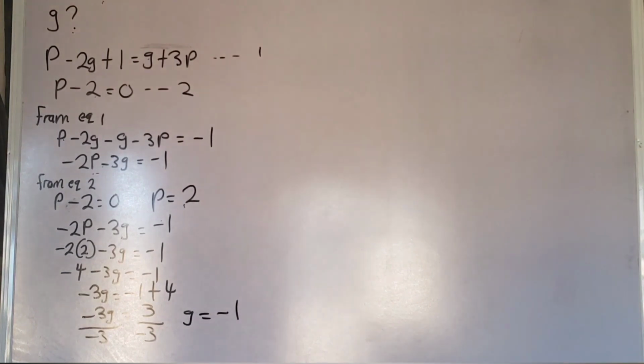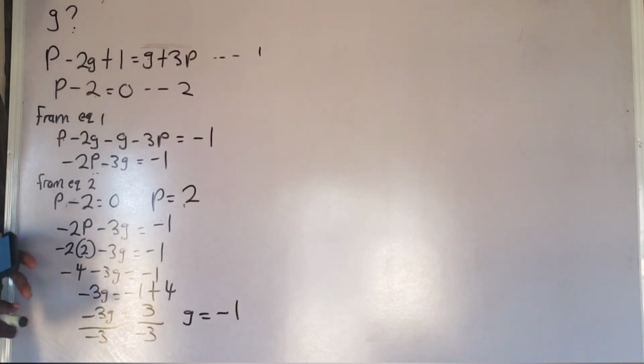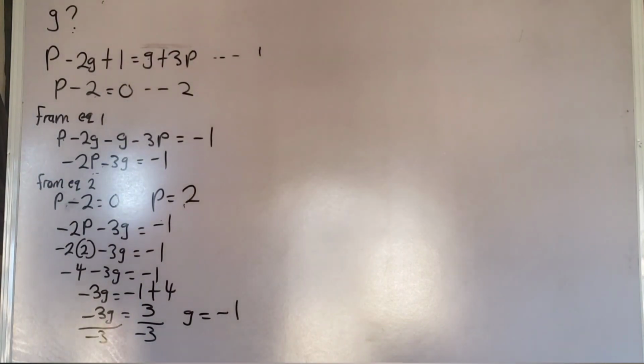This kind of question usually comes out in the objective. So when you are dealing with this kind of question, you should be as fast as you can. Okay? So you can see how I deal with the question. The goal is to determine the value of g, and g is equal to negative 1. Now let us proceed to the second question.